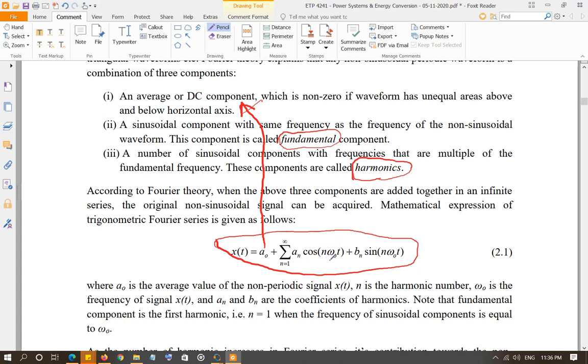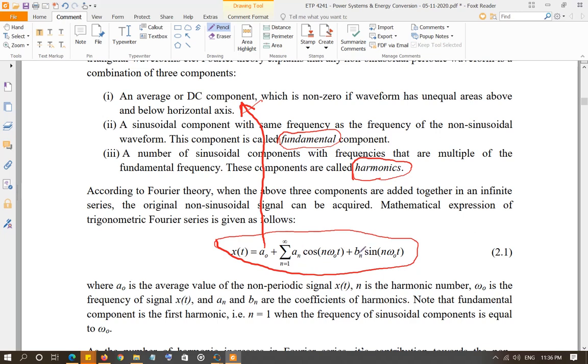So observe that n omega naught is the frequency of the component. When n is 1, your component has the same frequency as the original waveform, that is, the fundamental component has the same frequency as the original waveform. You have two components, cosine and sine. When n is not 1, it is 2, 3, 4, then the frequency of the sinusoidal function is going to be 2 omega naught, 3 omega naught, and those are the harmonics, that is, the frequencies of the harmonics are multiples of your fundamental component.